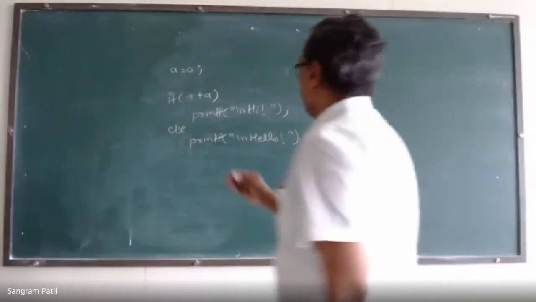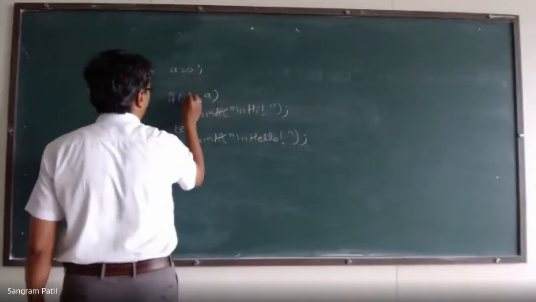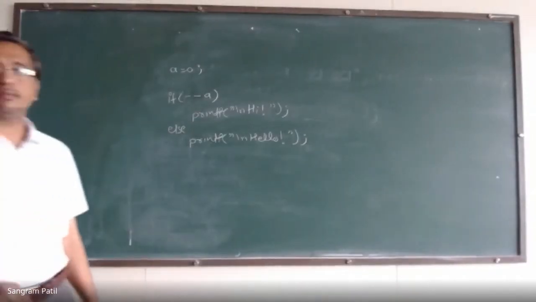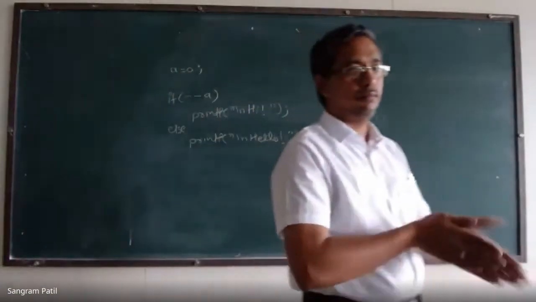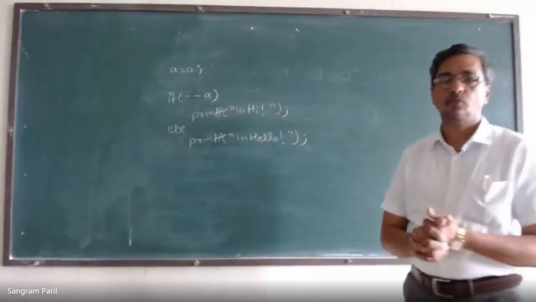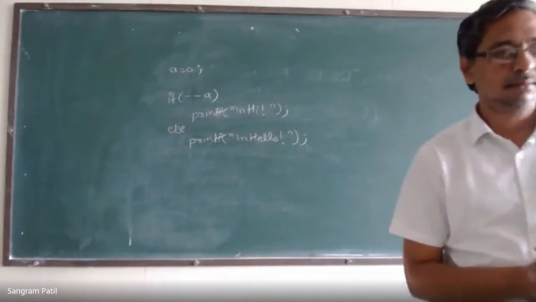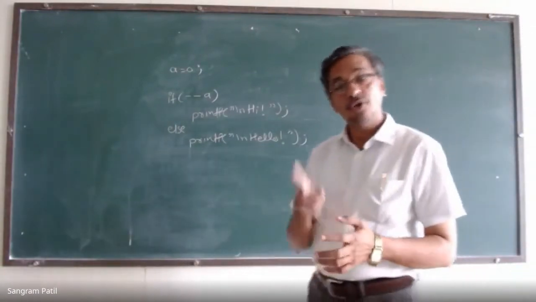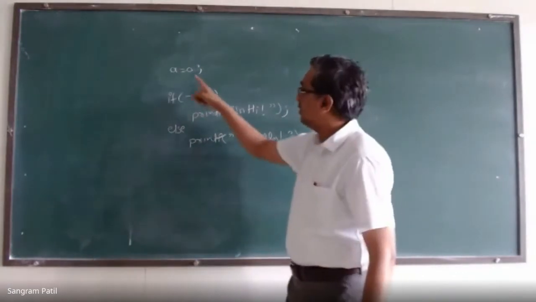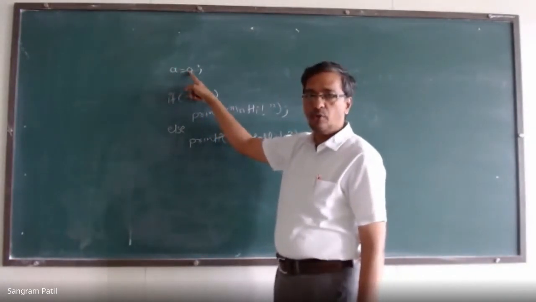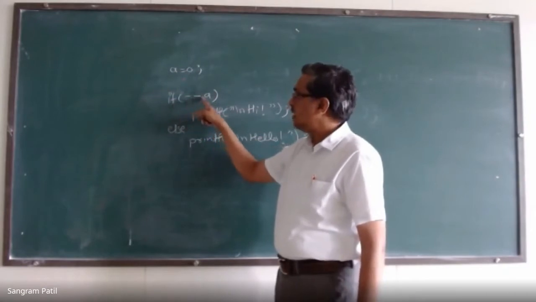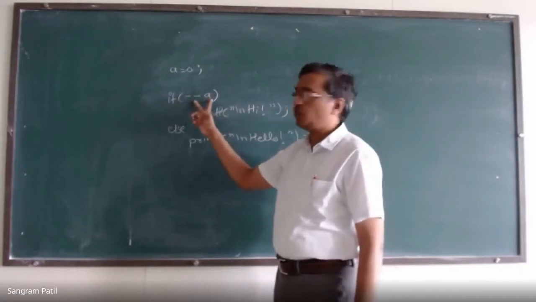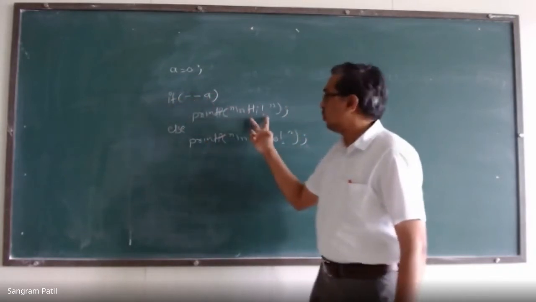Okay. Now what will happen? Tell me. Now also it gives high because A is equal to 0. It will come here minus A. So A becomes -1. So this becomes if -1. That is, this is non-zero. So it will go to execute if.